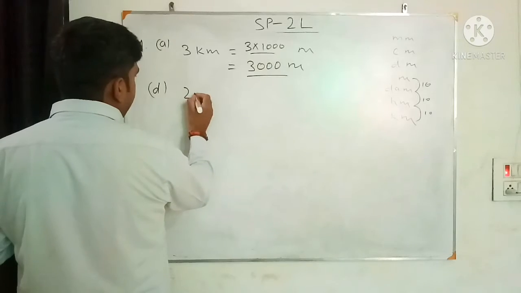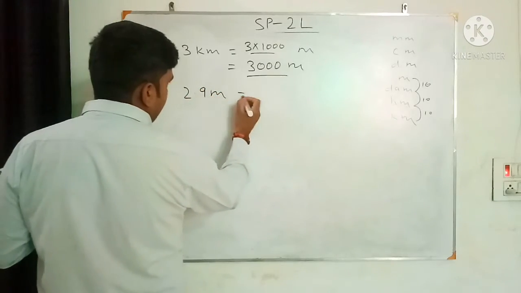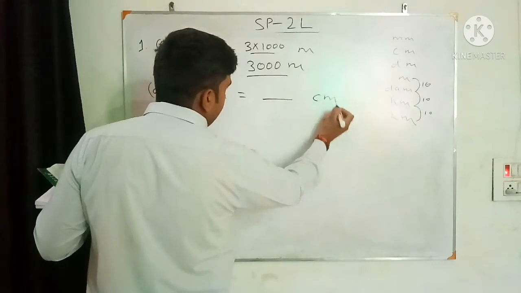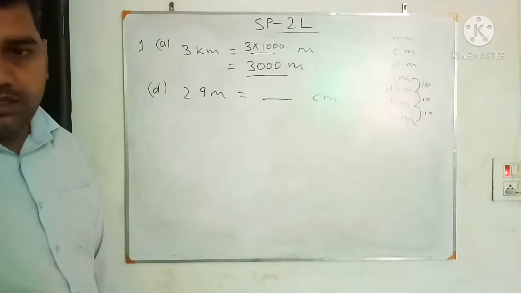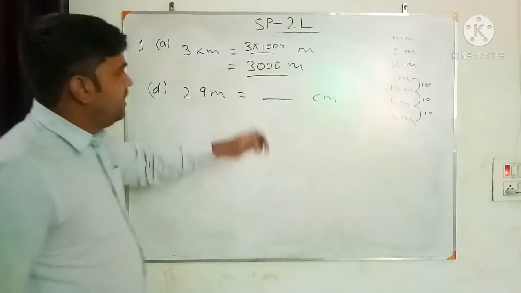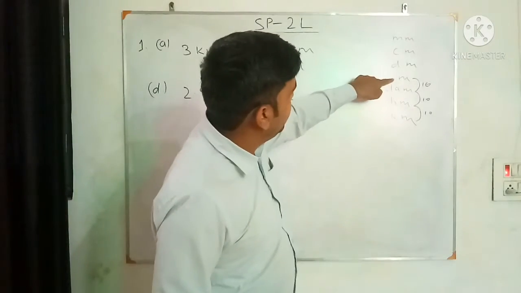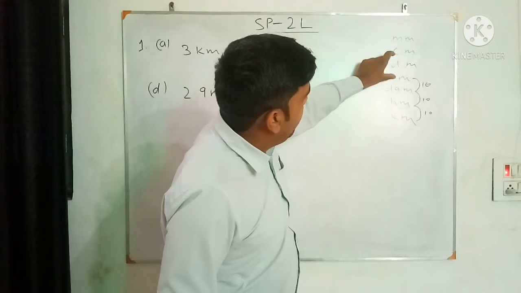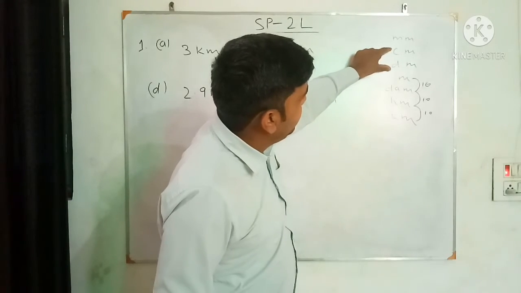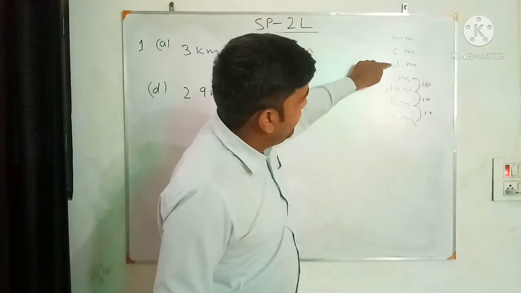2.9 meter into centimeter. We have to convert 2.9 meter into centimeter. So 1 meter equals 100 centimeter. See here, this is the meter and this is the centimeter. Between meter and centimeter, how many steps are there? 2 steps. 1, 2, 2 steps.